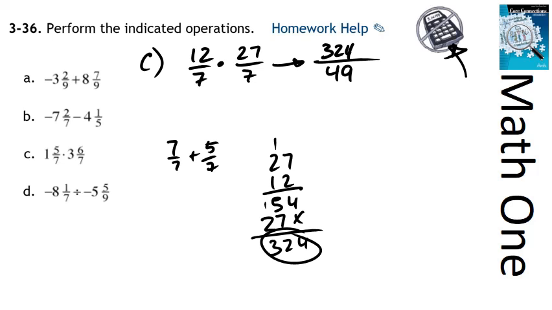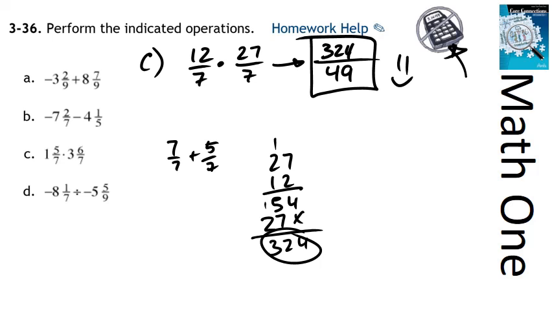So it's 324/49. If I wanted to, I could turn it into a mixed number, but to be honest, I always prefer improper fractions. They're easier to work with later on, so I would leave the answer right there, 324/49.